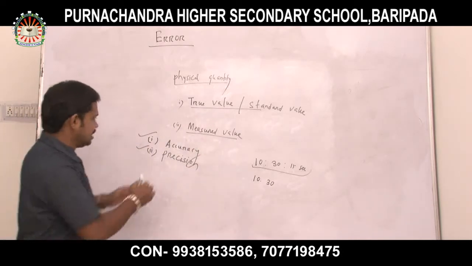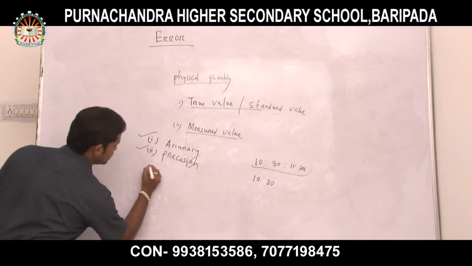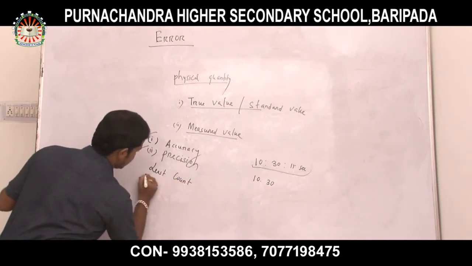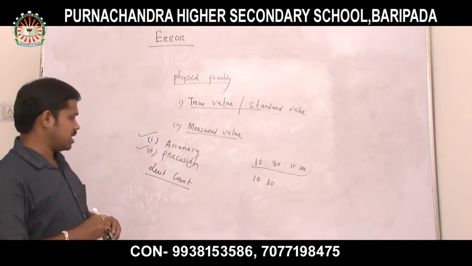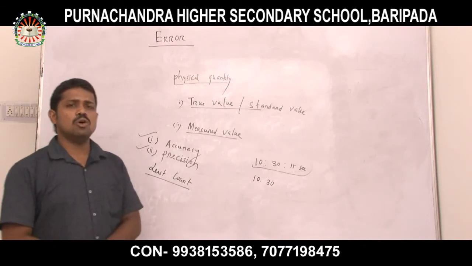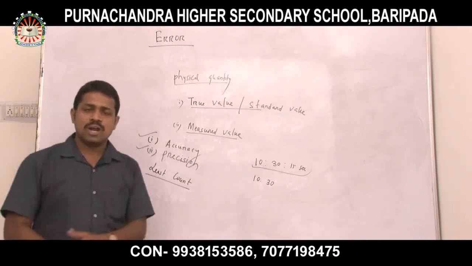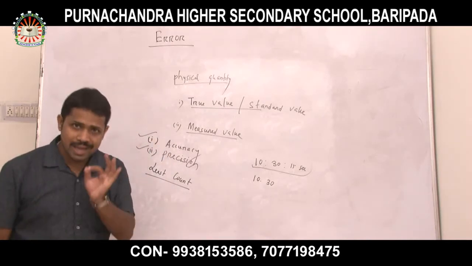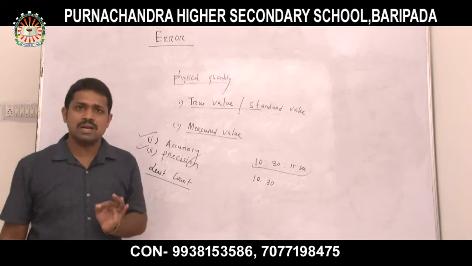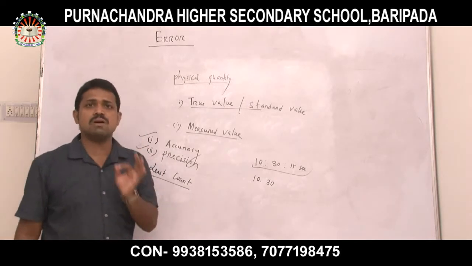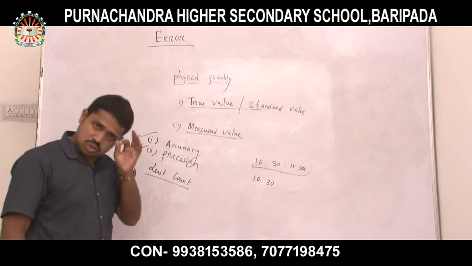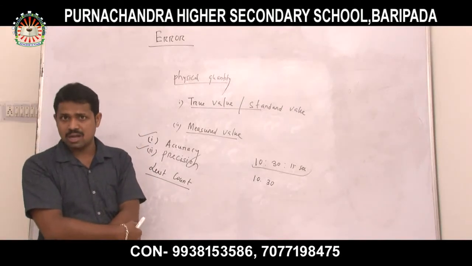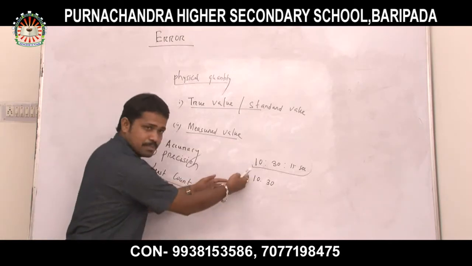Then another very important point is the least count. It's a very important term. Remember least count. Let us discuss the least count. When an instrument is provided to us, every instrument in the world has a minimum measurement up to which the instrument can measure accurately. Listen very carefully. Clear? Okay.